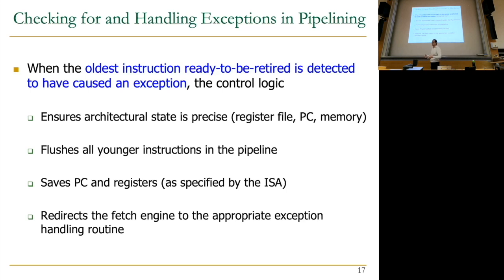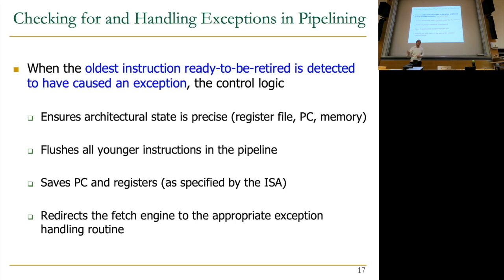Now, what does this mean? Basically, let's say you have a divide by zero exception. This control logic caught the exception because it saw that there was a zero you're dividing by. And then it basically completes all of these three steps. And then it redirects the PC, sets the program counter to an exception handling routine.